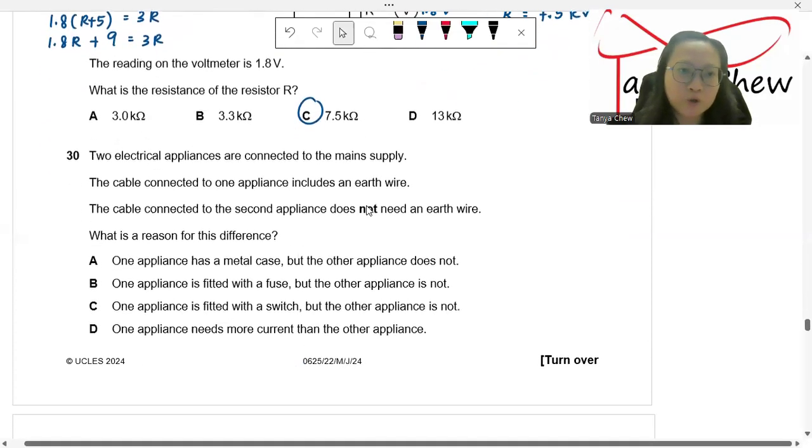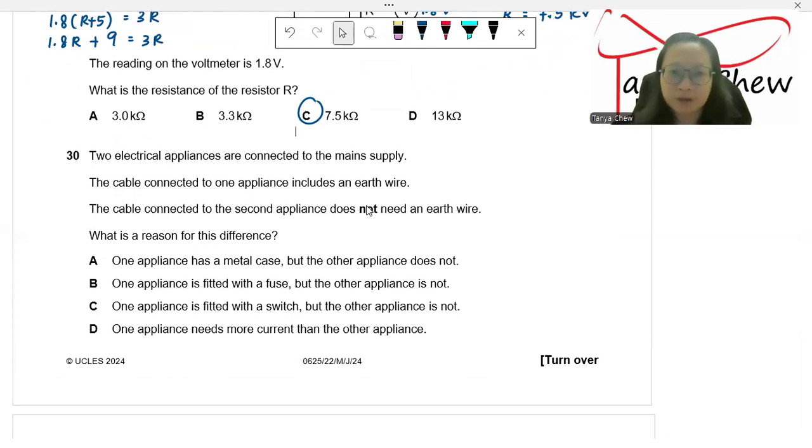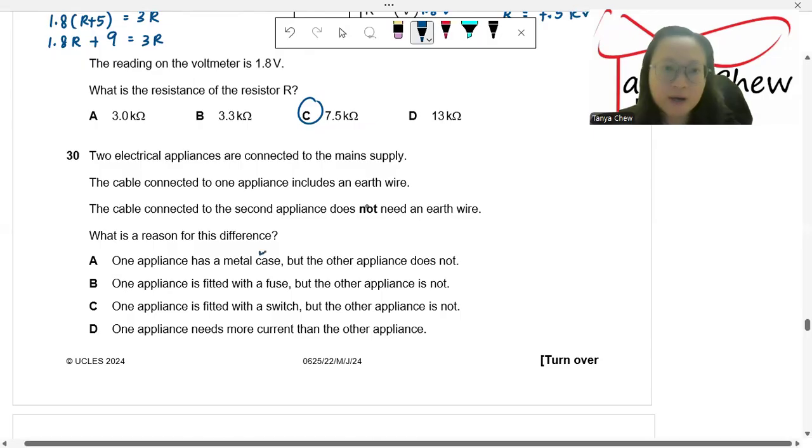Now, 30, two electrical appliances are connected to the mains supply. The cable connected to one appliance includes an earth wire. The cable connected to the second appliance does not need an earth wire. What is the reason for this difference? Why do we need an earth wire? Because one appliance has a metal casing. What if the wire inside the metal casing is loose and touches the metal case and you so happen to touch the metal case, you will get electric shock. That is why we need an earth wire, right? So that is the function of the earth wire. So A is the answer.